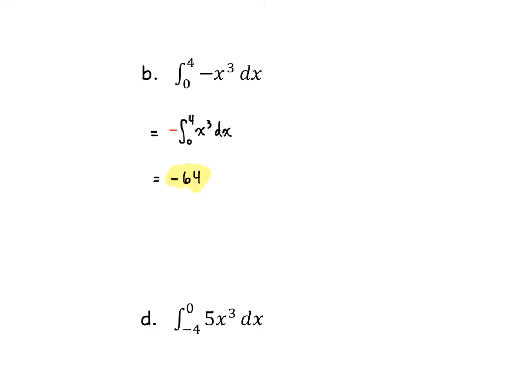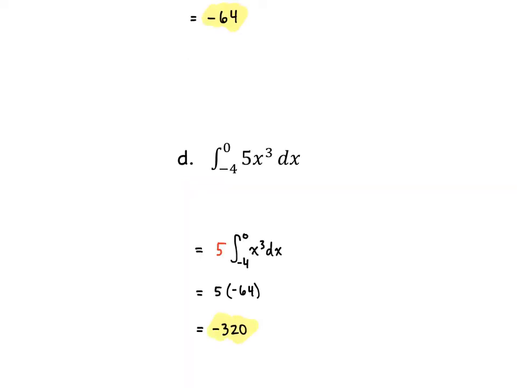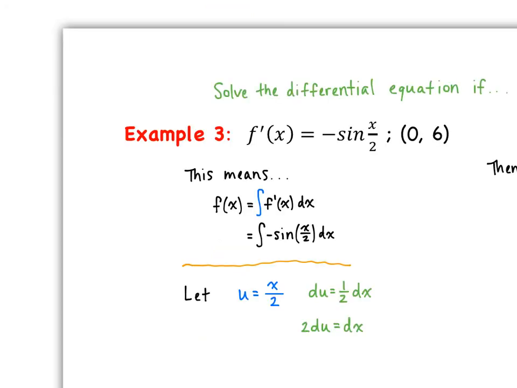Lastly, take a look at D, the integral from -4 to 0 of 5x cubed dx. Think about what this is going to be, come back and check. As you know, if we just have a coefficient, we can pull that out front. Okay, so it's 5 times the integral of -4 to 0 of x cubed, which we know is -64, so our ultimate answer is -320.